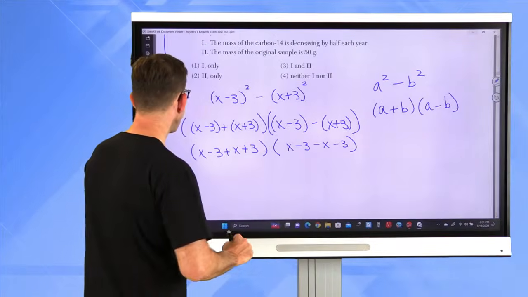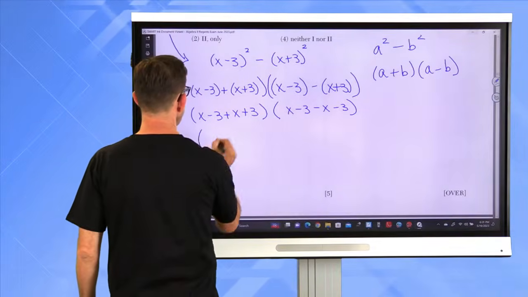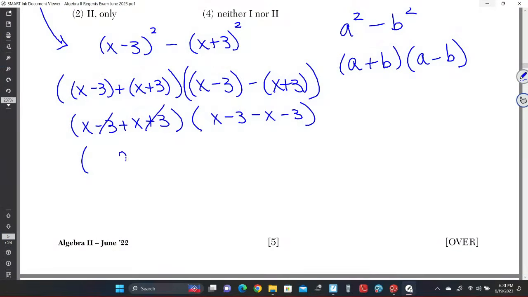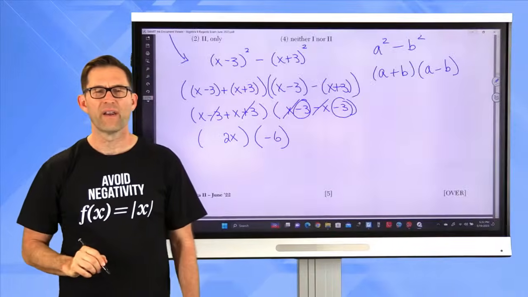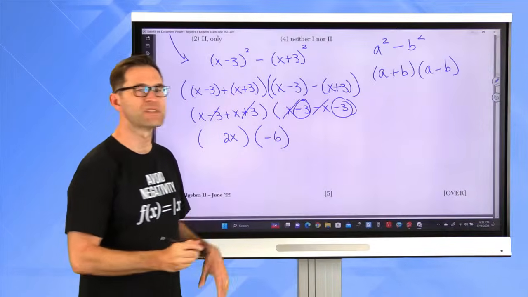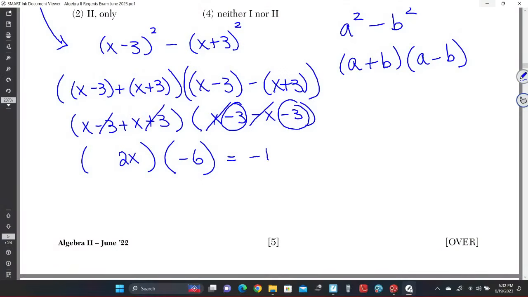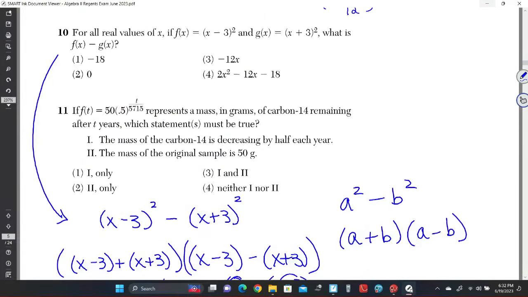Now let me do a little more simplification. In the first one, the negative 3 and the positive 3 cancel, and I'll just be left with 2x. In the second, the x and the negative x cancel, and I'll just be left with negative 6. Oh, how nice is that? And 2x times negative 6 is negative 12x. And that is choice 3.